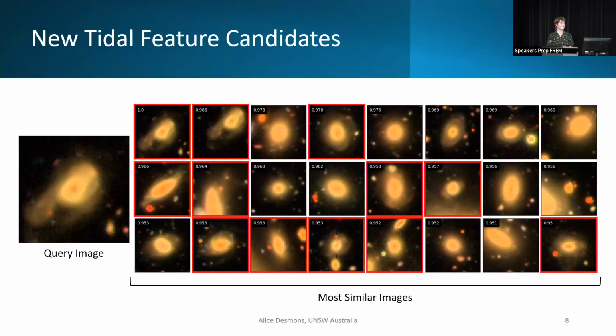And in red, I've outlined galaxies that I would visually classify as having tidal features. So this kind of tool, or similarity searches, are really useful when you want to find more examples of a specific type of object.